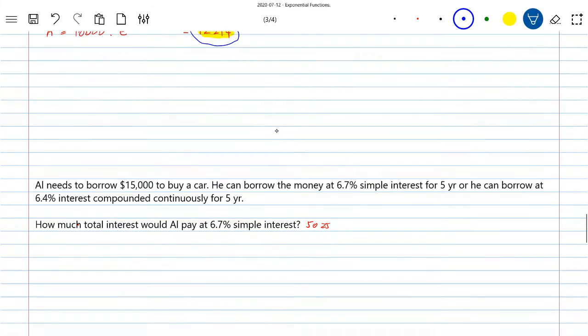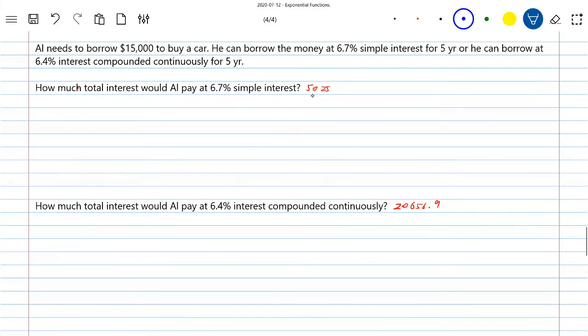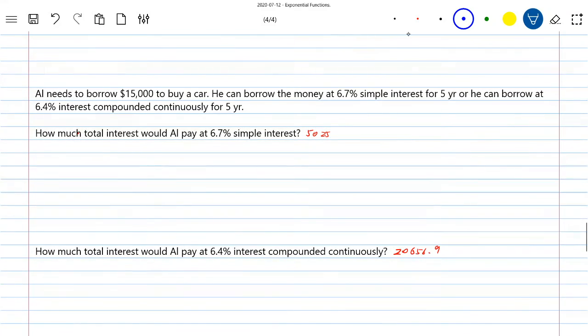Okay, here's one more example. They are very similar, but this is maybe a better option just to understand in your daily life. Al needs to borrow 15,000 to buy a car. It's very common. You go to buy a car, you have 15,000 as the price of the car, or whatever like that. And they tell you there are two options.